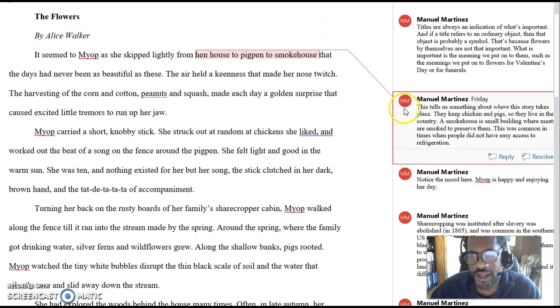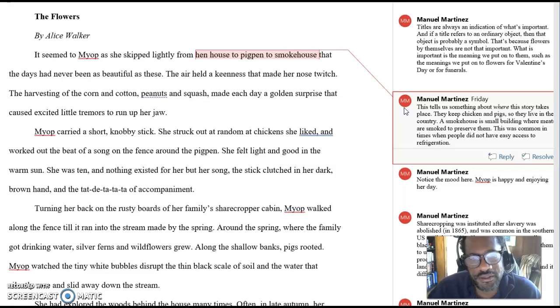My first comment is over to the right, in the first sentence: "Myop skipped lightly from hen house to pig pen to smokehouse." And I say, this tells us something about where the story takes place. Authors do not always say things like, this story takes place in a certain city and time period, but they expect us to figure some of those things out. And to have a hen house.